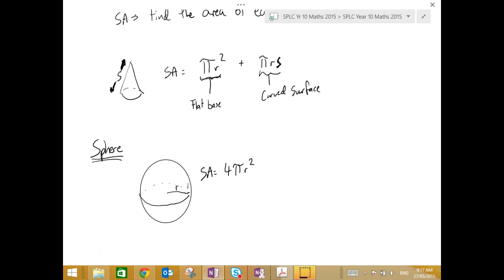S, s for slant height. It's just about the only rule we ever use a slant height for.